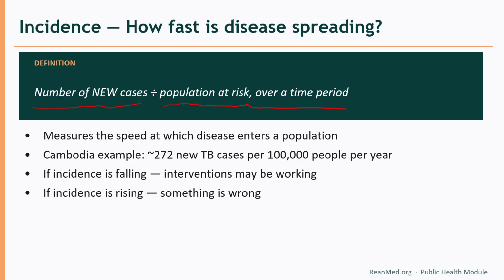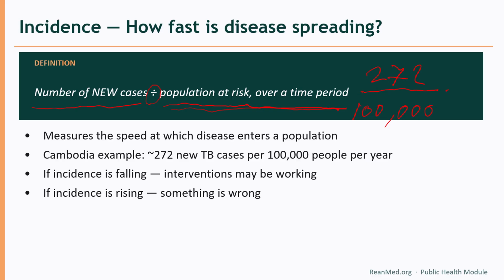So let's do an example. In Cambodia, a recent study found that there are about 272 new cases of TB for every 100,000 people per year. So we can calculate the incidence. The number of new cases we have here is 272. And then we divide by the population that's at risk. So 272 new cases for every 100,000 people at risk in a year.